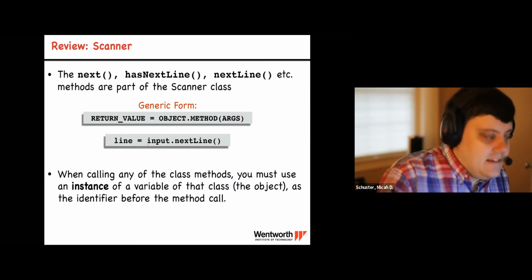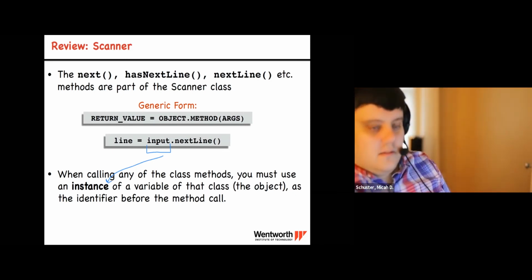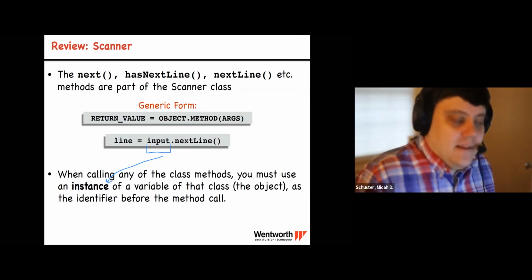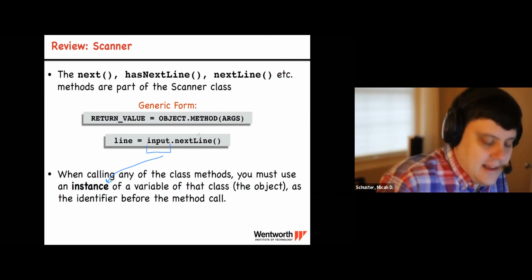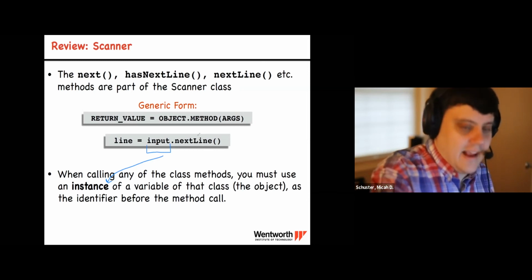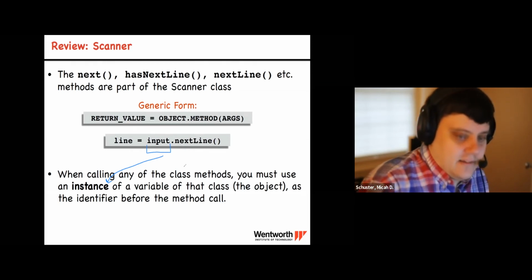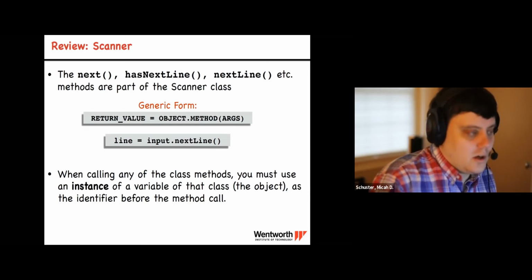The key here is that this must be an instance of an object. That's why I have to create a scanner to begin with. I have to create a new scanner in order to call methods related to that scanner, because it has to be an instantiated instance of that class. If you don't have an instance of that class, then you will get an error if you try to call one of these methods. So if you didn't create a new scanner, then it wouldn't work.